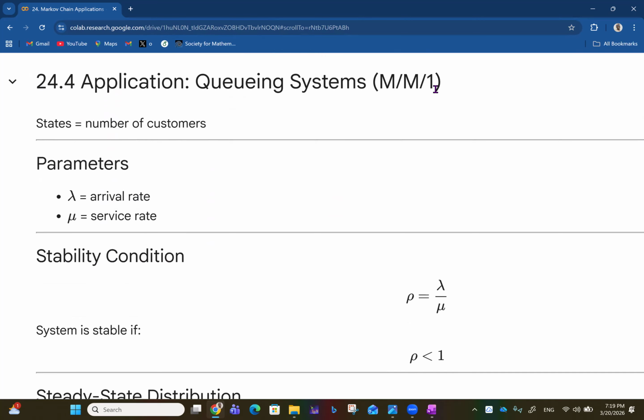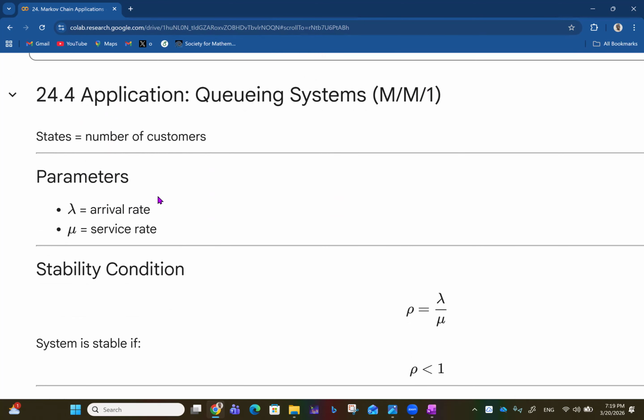This is a queuing system where you have just one person servicing everybody on the queue. You can also have M/M/k, where you have more than one person servicing people on the queue. Here the states are the number of customers, and we have parameters like the arrival rate lambda and mu, the service rate. Then we have the stability condition, rho, which is lambda over mu. The system is only stable if rho is less than one. That means the arrival rate is smaller than the service rate, so people don't take too much time on the queue.